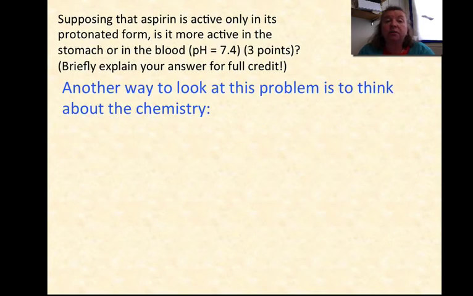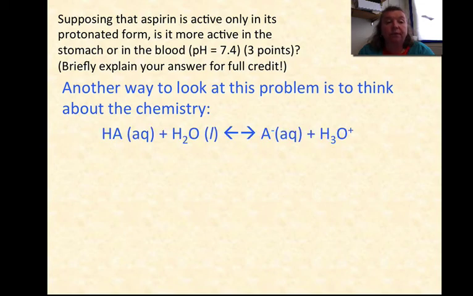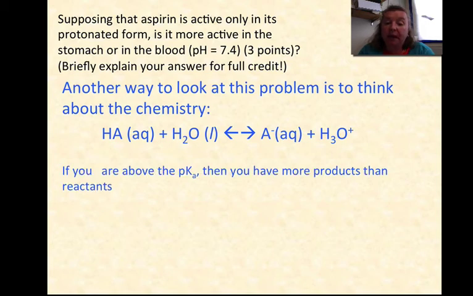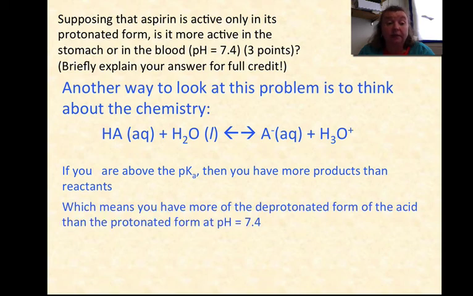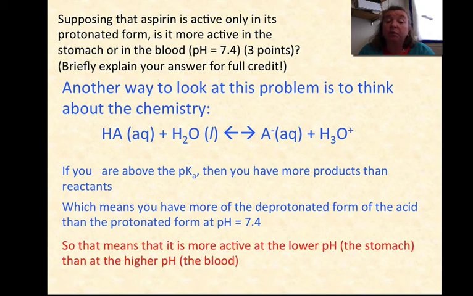Now there's another way to look at this problem, and that is to think about the chemistry. So we have HA plus H2O in equilibrium with A- plus H3O+. If you are above the pKa, then you have more products than reactants, which means you have more of the deprotonated form of the acid than the protonated form at pH 7.4. So this means that there is more active form at the lower pH, the stomach, than at the higher pH, the blood. And just if you're keeping track, the math proved this on the previous slide, and so the idea is that you can either show this using math or using chemistry, whichever you prefer.